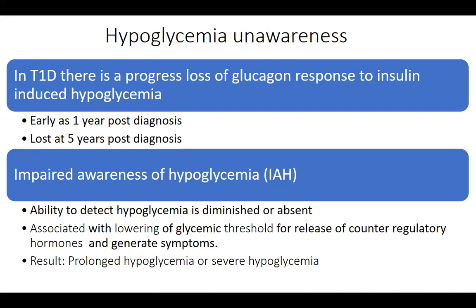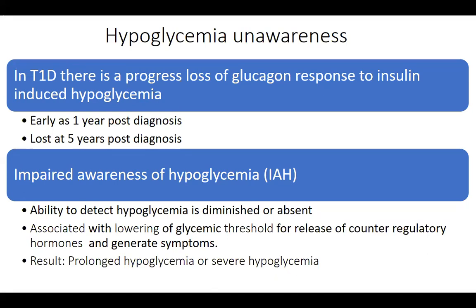However, there's also something known as impaired awareness of hypoglycemia. This is basically the ability to detect when you have a low blood sugar. Sometimes it can be diminished or it can be absent. And by the time it shows, a lot of these children usually have severe hypoglycemia. And generally, it's lost.